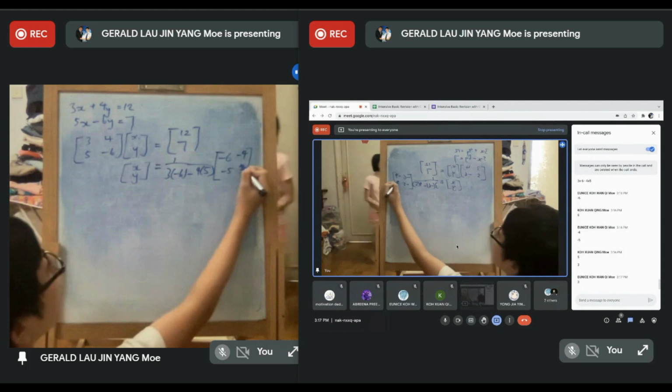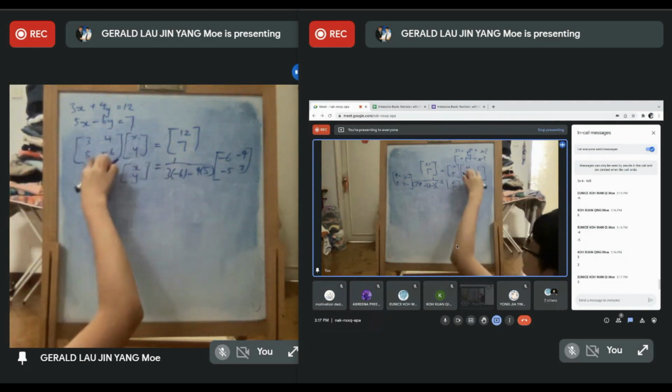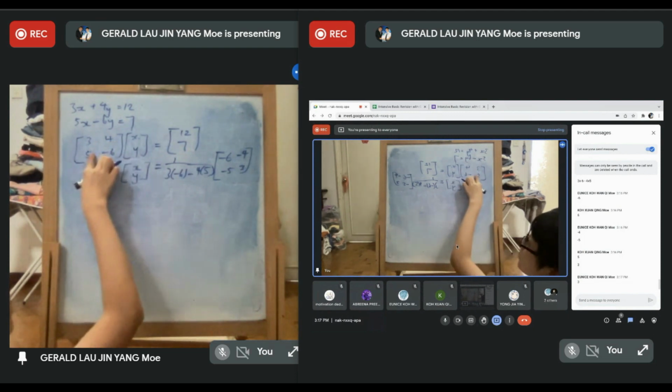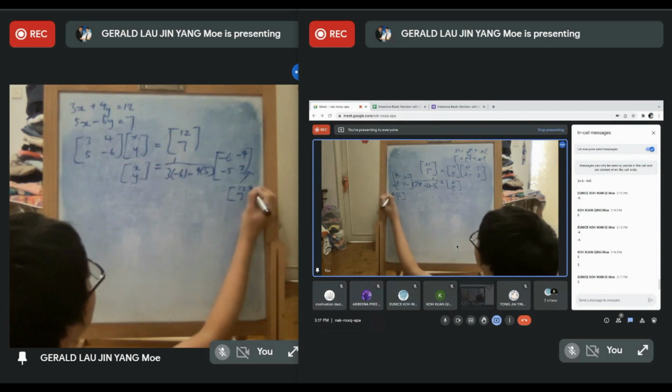Changing, remember, AD minus BC. This one AD, switch, negative B, negative C. Don't confuse. AD, switch, negative B, negative C. And then at the back here, okay, I don't have enough space here. At the back here is 12, 7.